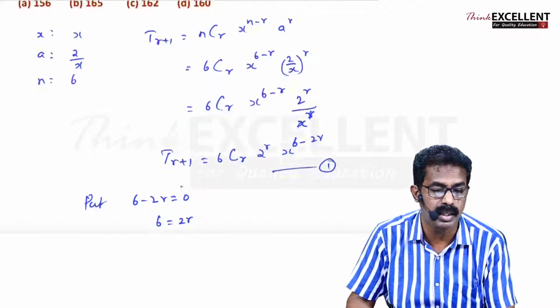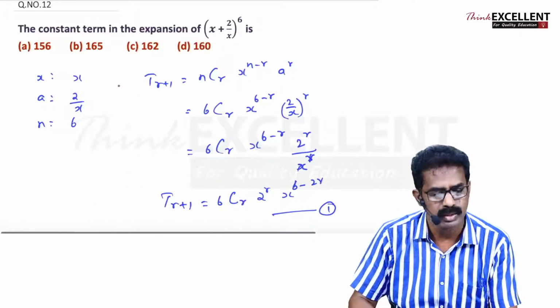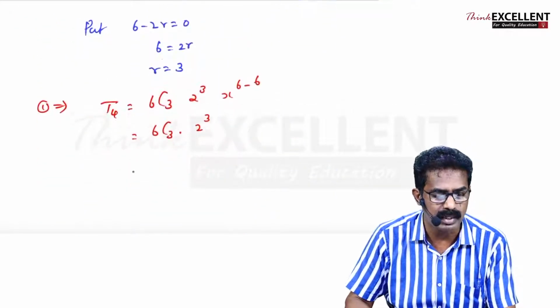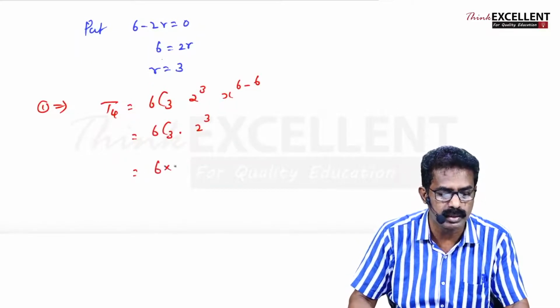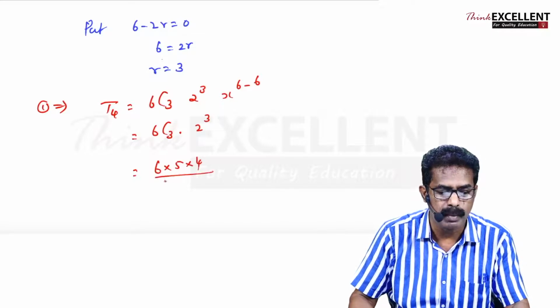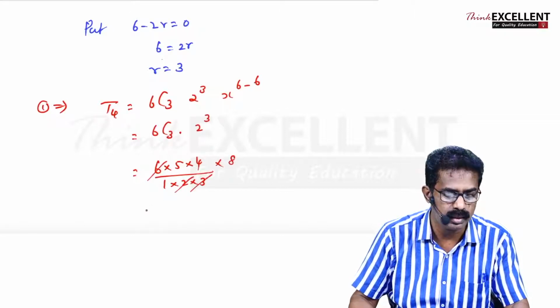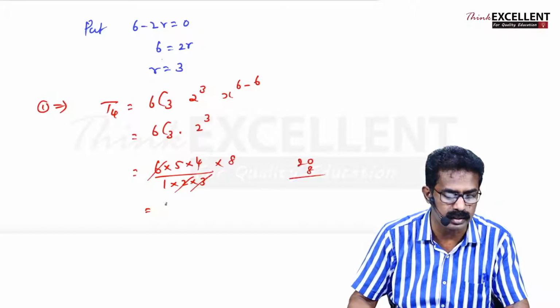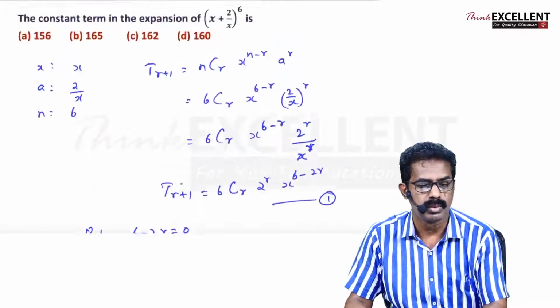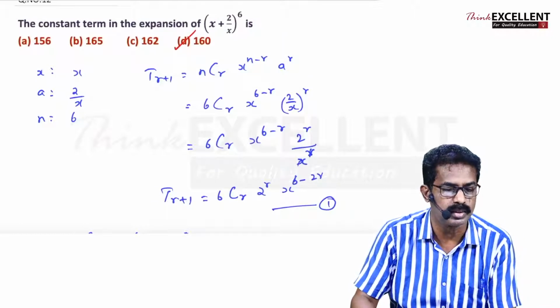So this is the answer, but how have they given the answer? They simplified, right? So you expand it. Very simple calculation, right? 6C3 means 6 into 5 into 4 by 1 into 2 into 3. 2 cube is 8. 2 into 3 is 6, you cancel. So when you simplify this, 5 fours are 20 into 8, that is 160. So your answer, the third option, is the correct answer.